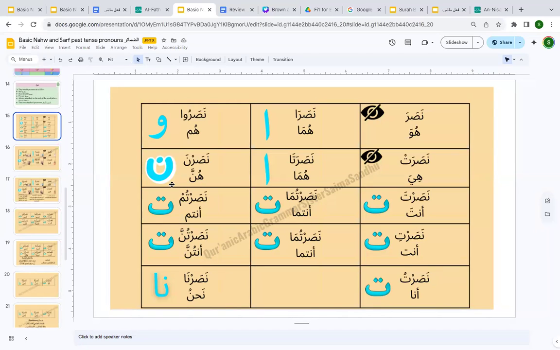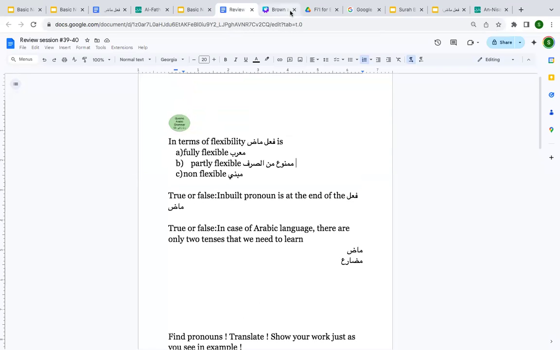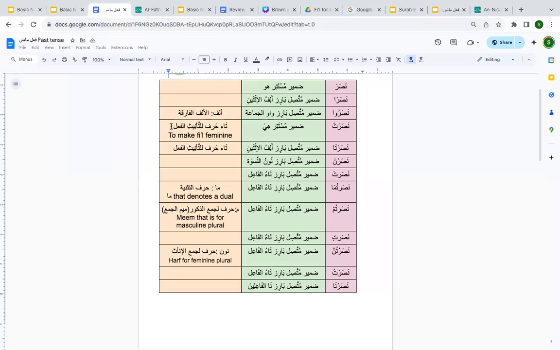So this noon of hunna nasarna is called nunun niswa. If you go to your review sheet, which I have prepared for you in the past, you will notice the name for this noon, which is mushaddad, is noon li jama'il inath. Okay? The noon li jama'il inath.